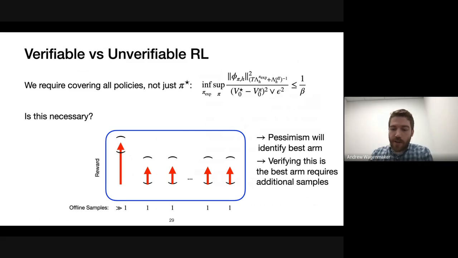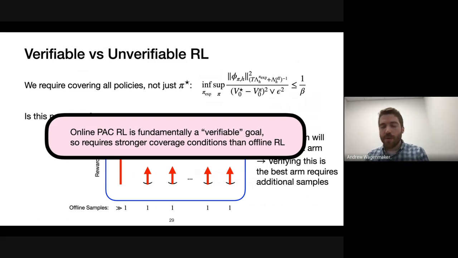Whereas in online RL, with these PAC guarantees, we want an algorithm that returns an epsilon-optimal policy with probability 1 minus delta, which is more of a verifiable guarantee, where we want an algorithm that we can ensure is always succeeding. You can show formally that to do that, you need this stronger coverage condition, which is why we don't get this C star coverage condition precisely. Okay, so that's just an aside on why this coverage seems to be necessary.